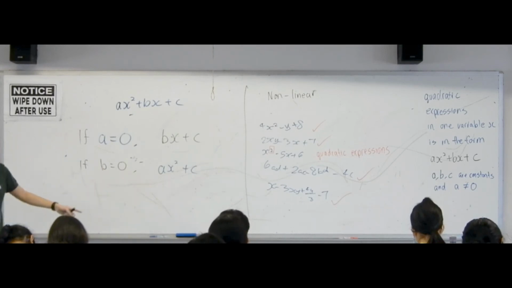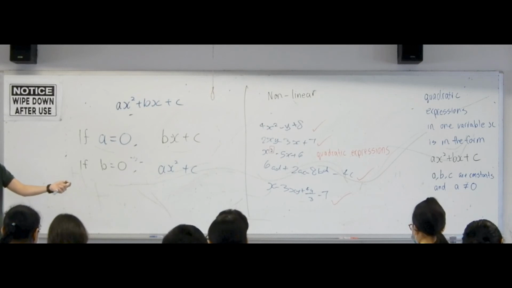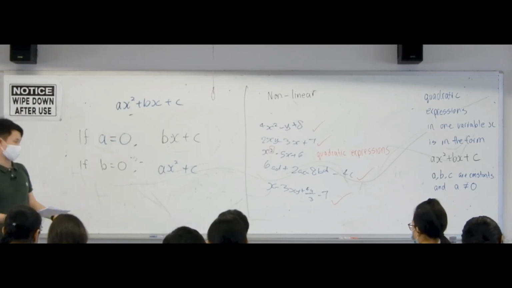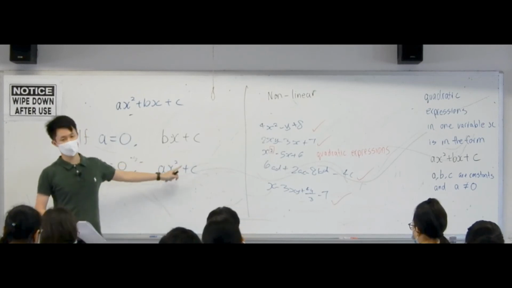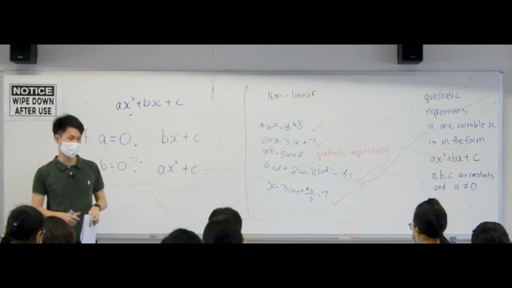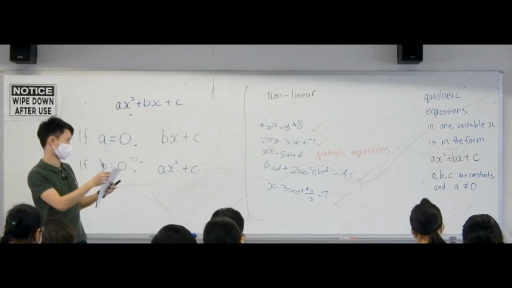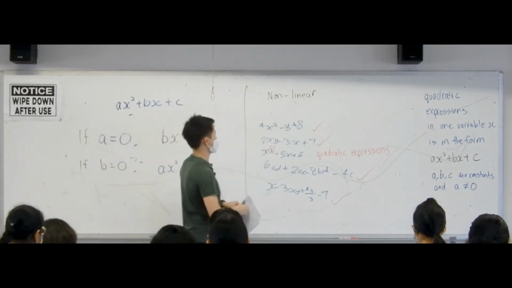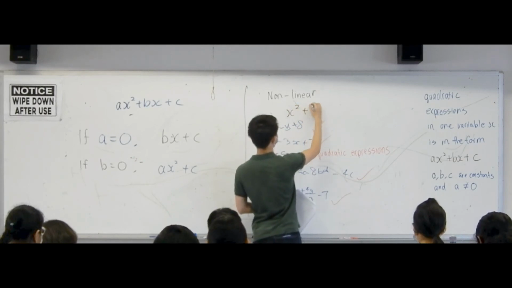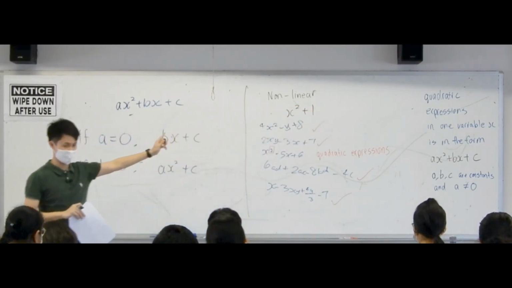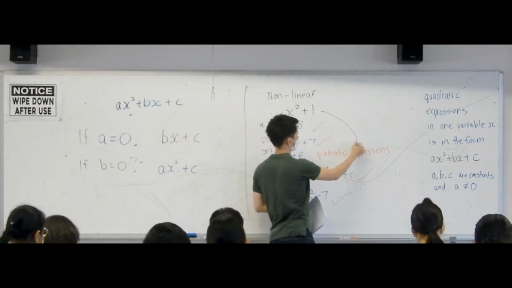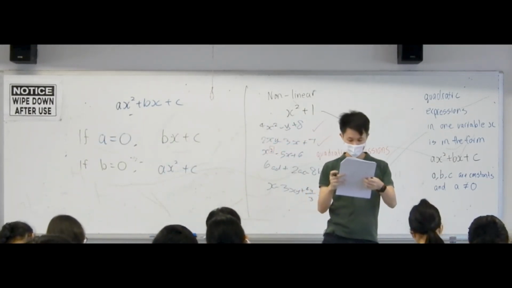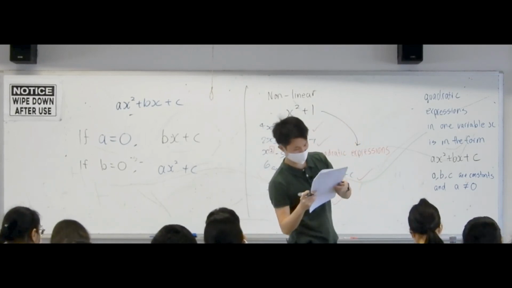Okay, now let's look at this. Based on the definition, only a cannot be 0, right? That means b can be 0, right? So technically, as long as there's an x squared term, this is considered a quadratic expression. Which brings back the point where you see there is an x squared plus 1 example. This is non-linear, but at the same time, this is also a quadratic expression as well. Okay? Is there any more I'm missing out? Okay, no, don't have.